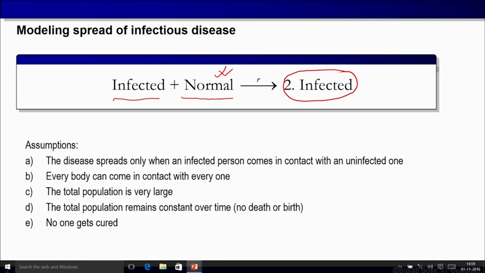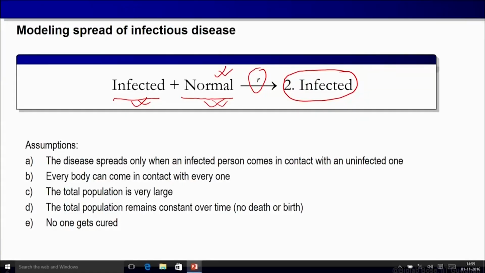And we want to model this process. So from an infected person to a normal person, the infection is spreading, suppose with a rate constant R. We want to create an ODE-based dynamical model for this system. So let us look into the assumptions that we will make before we jump into writing the ODE, creating the model and analyzing it.